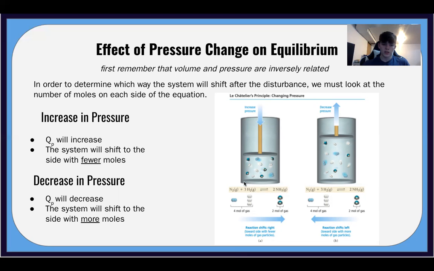Now if we decrease the pressure, which is the right example, QP will decrease, and in this case, the system will shift to the side with more moles. Since the left side has more moles, it will shift to the left.